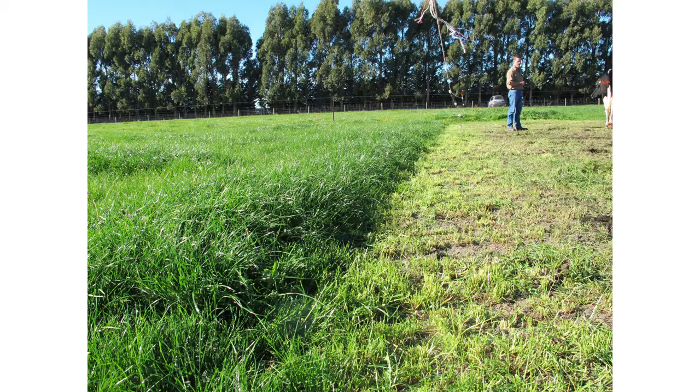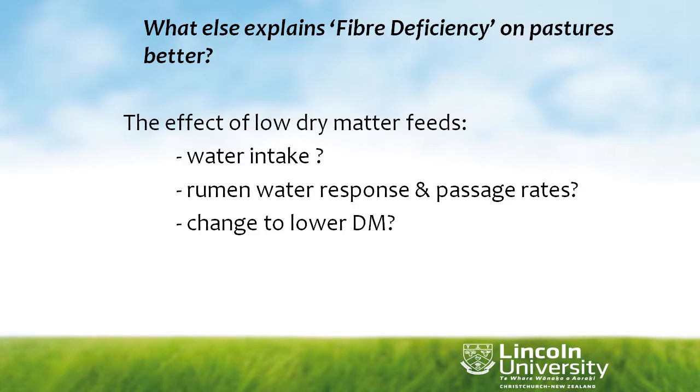If we're going to talk about these hard charging pastures particularly though, to return to this, what might be another explanation for what's loosely termed this fibre deficiency? The one that we have spent a lot of time on for some years is low dry matter feeds. There's a couple of things that happen with this. The first one is, I think people underestimate how much water is eaten when you're achieving normal dry matter intakes on low dry matter feeds.